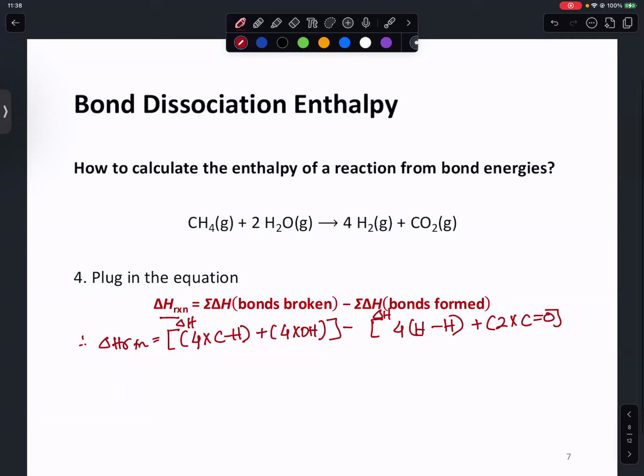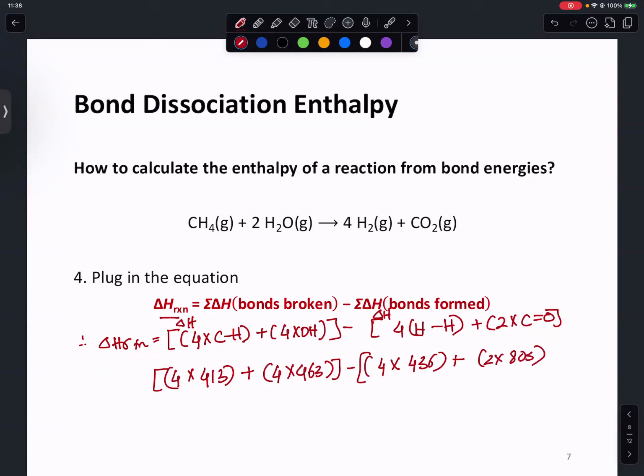And in this case, I have 4 times, and these values are going to be given to you on the exam, the number of sig figs 2, plus 4 times 463, minus 4 times 436, plus 2 times 803. And in this case, I get 154 kilojoules per mole.